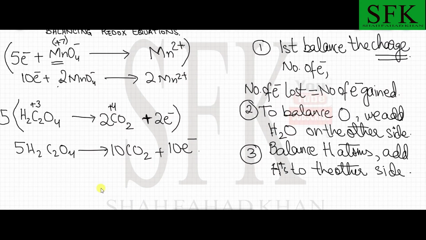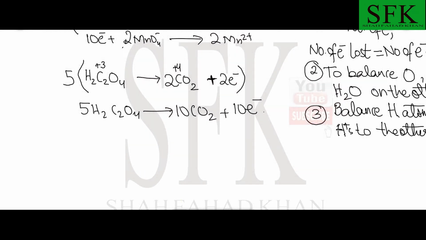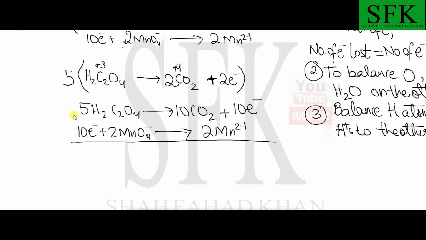Now the next step is, we need to join these equations. To join these equations, copy this equation beneath the first equation. So copy the manganese equation, 10 electrons plus 2 manganate forms 2 manganese, Mn2+. Now let's combine both the equations. Whenever we are combining the two equations, the species on both sides of the equation get cancelled out.